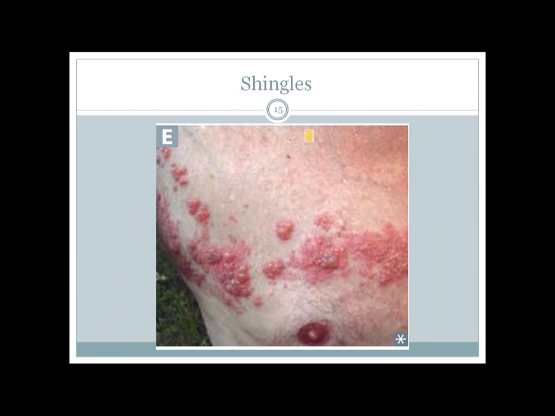Okay, and here you can see shingles. So this is due to reactivation of the previous infection with varicella zoster virus, and it actually involves the chest of a patient in a dermatomal manner. So those lesions will be vesicles and blisters, which will be very painful. Okay, and it actually involves a dermatomal distribution.